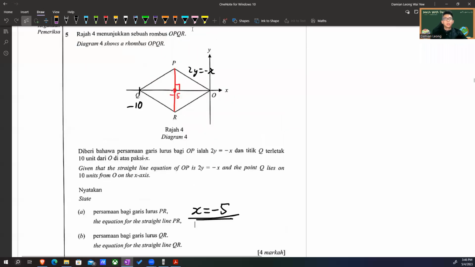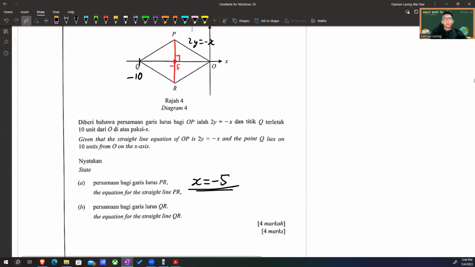For B, equation for straight line QR. Okay, QR. So QR and OP should be parallel. Means they should have the same gradient. So 2y equals negative x. If I bring over, y is negative half x. Means gradient is negative half.